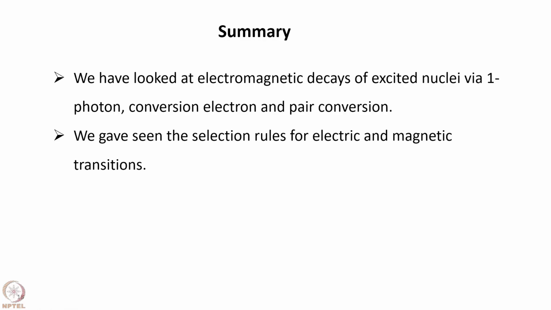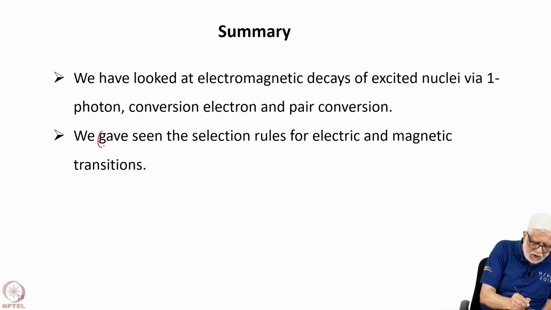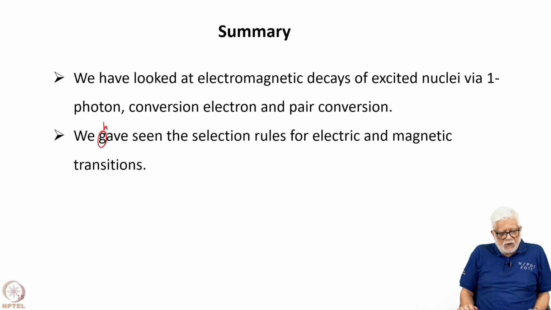So, in summary, we will of course have reason to talk about these as we go along, but as far as this lecture goes, I should summarize it by saying that we have looked at electromagnetic decays of excited nuclei by one photon, internal conversion electron, and pair conversion. We have still not looked at two-photon decays, for instance, and they have an interest in their own right. We will see that sometime later. We have seen the selection rules for so-called electric and magnetic transitions.